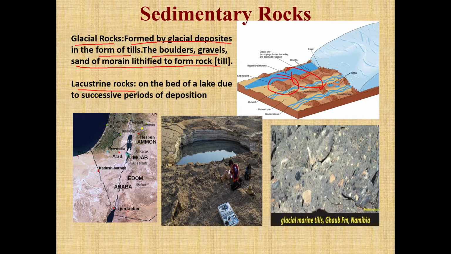Lacustrine rocks, that is, lake area rocks, form on the bed of a lake due to successive periods of deposition. You can see the stratified rocks over here, that is the bed of the lakes. Sideways we can see it. Glacial moraines or marine tills. Here we can see those tills over here also.